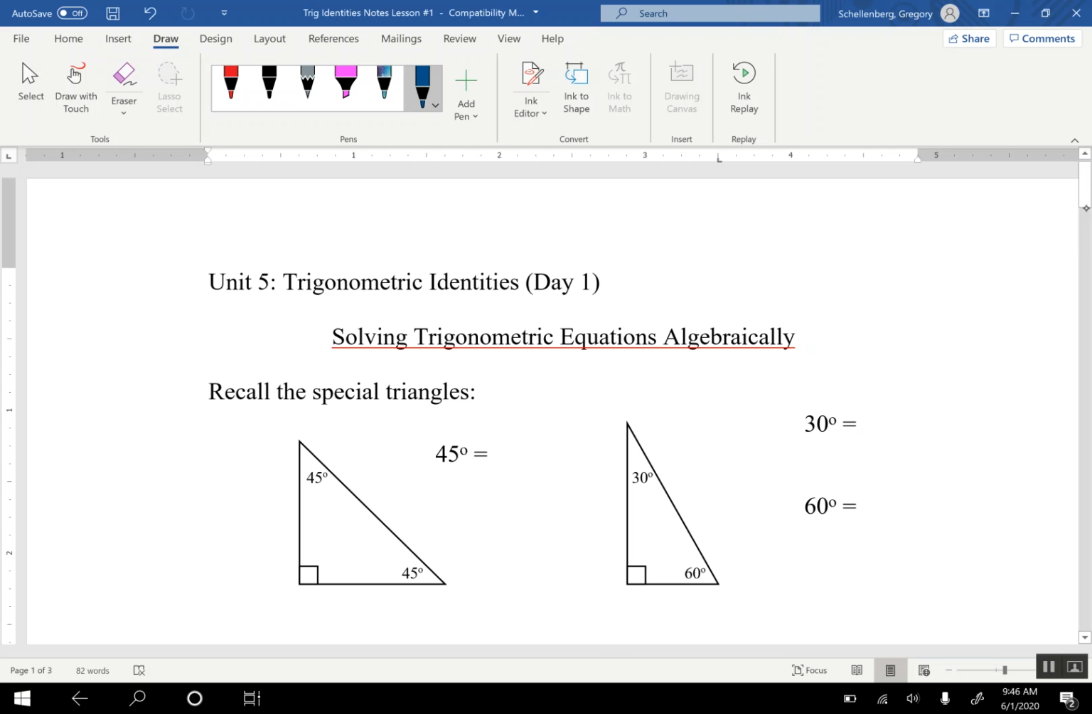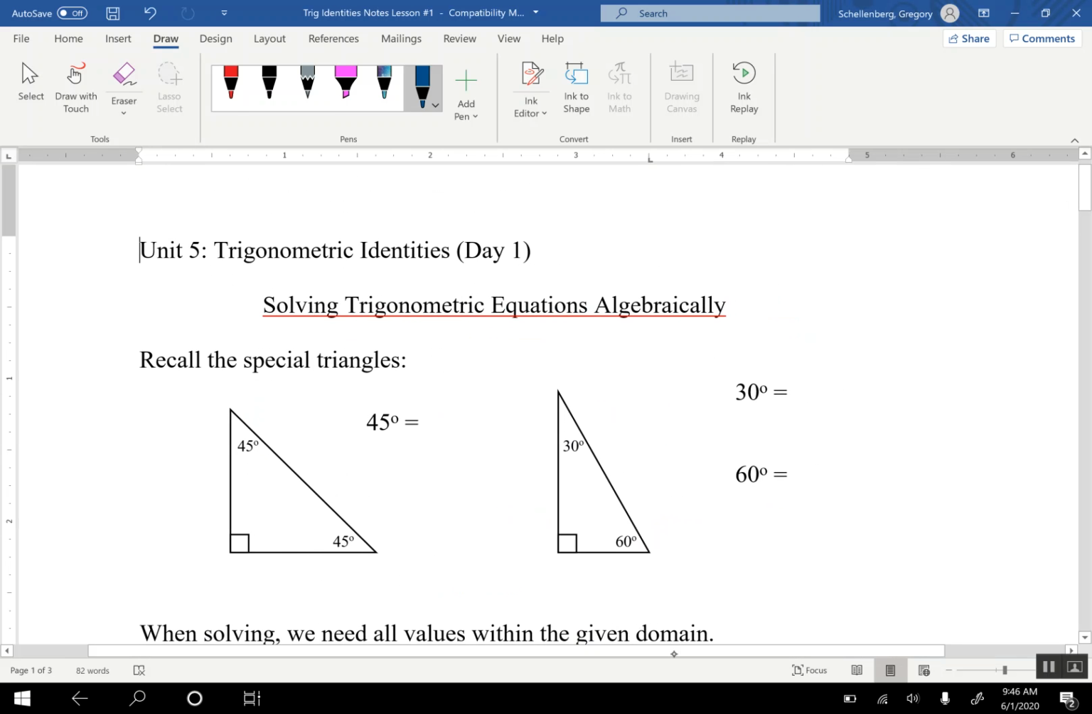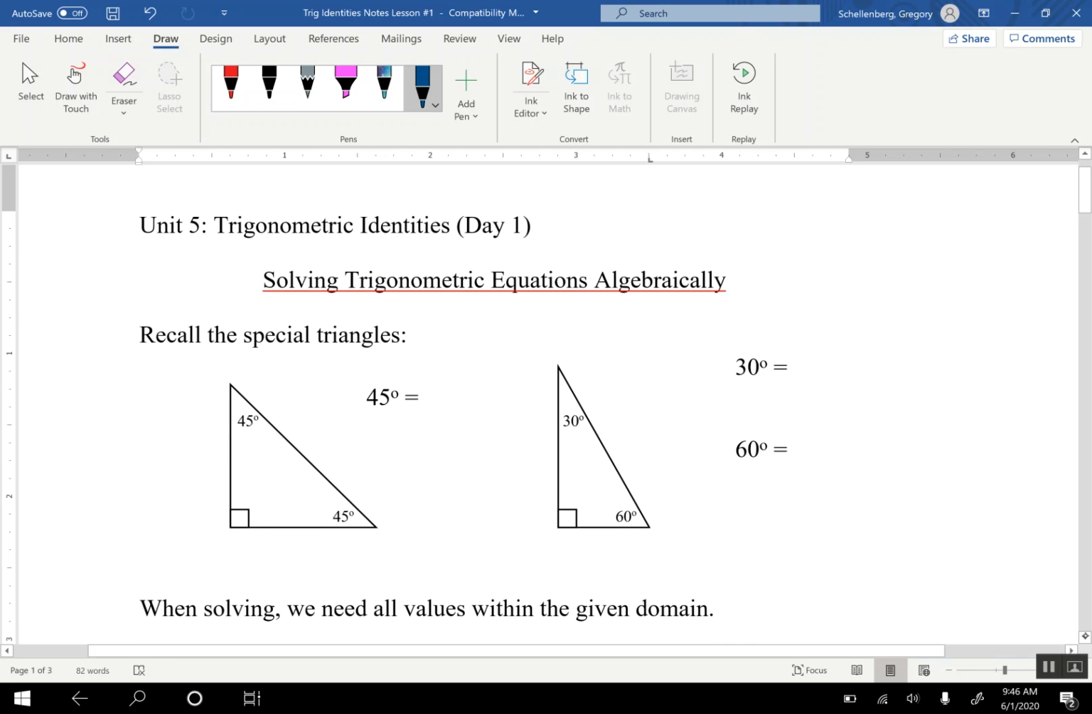Okay, so to begin, why don't we just remind ourselves of our special triangles. So the special triangles help us to remember the trig ratios of special angles like 45 degrees or 30 degrees, 60 degrees. So let's fill this in. 45 degrees, a reminder to us in radians, this is pi over 4 radians. Okay, so this 45 degree angle we can also think about as being pi over 4 radians.